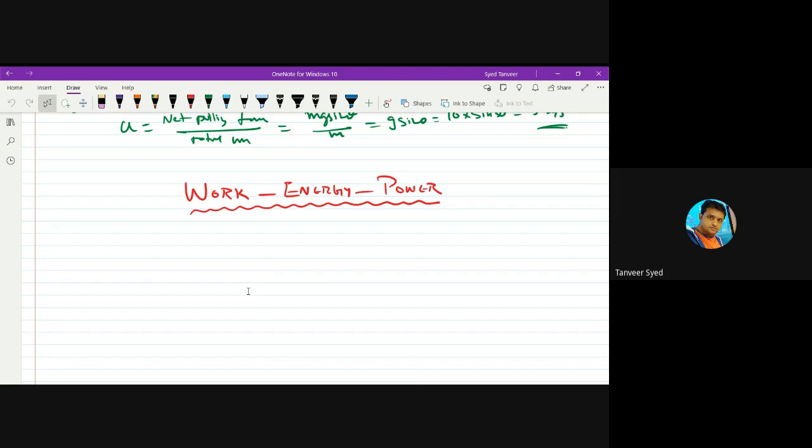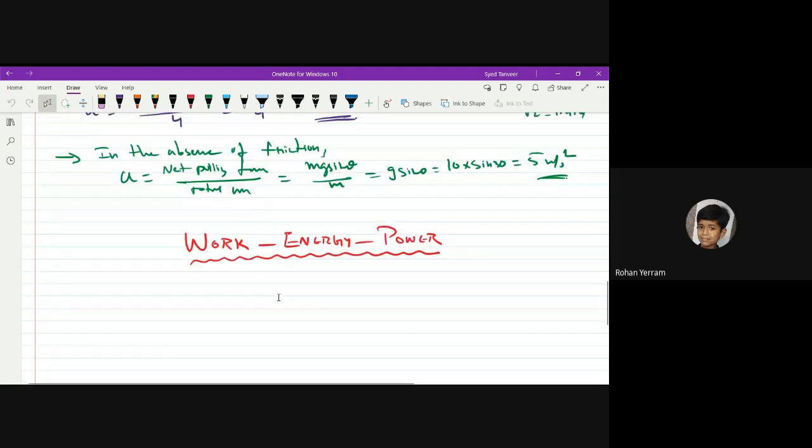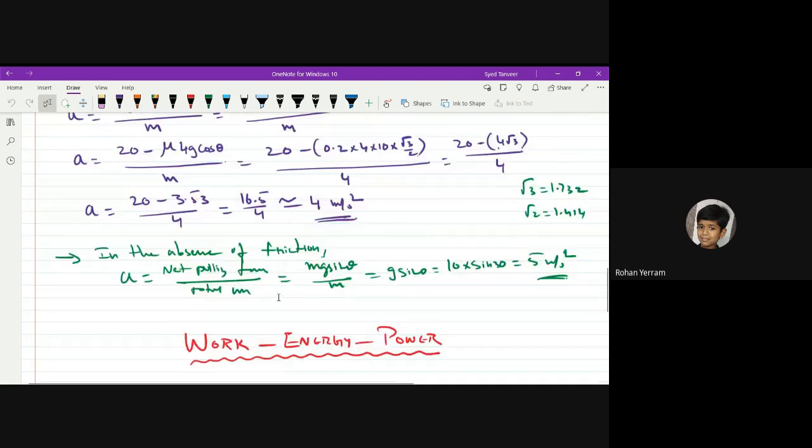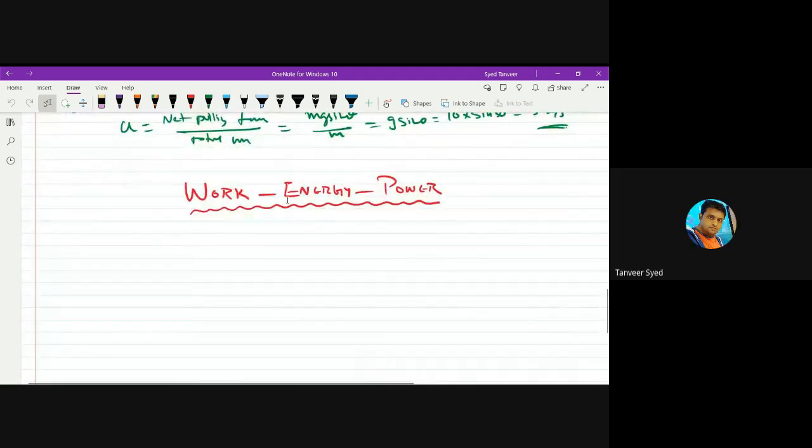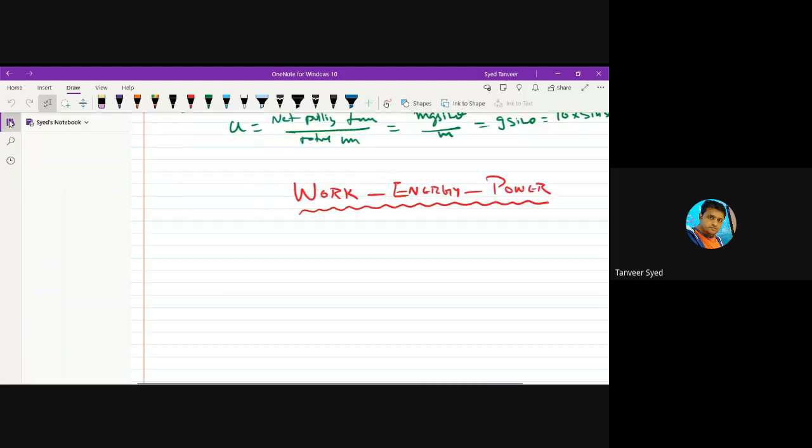Sir, could you start on a new page? It's becoming difficult to view the notes in future. Okay, right. Thank you, sir.